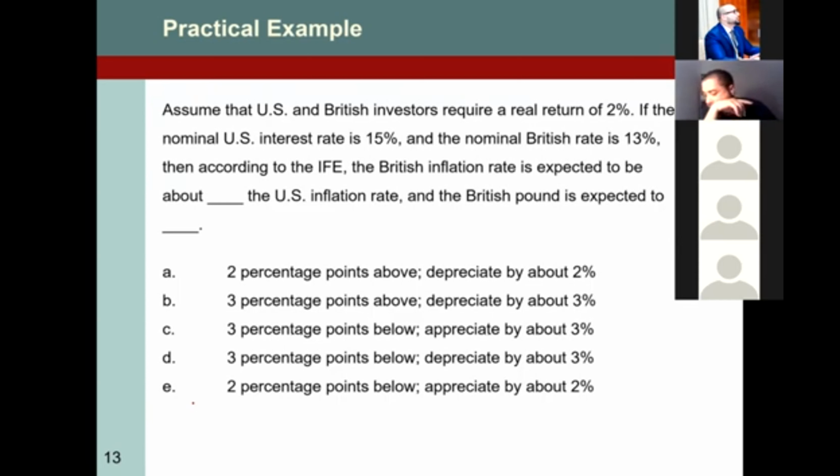So I want your 100% participation here. Okay, everyone, please read this question and tell me the answer. I'm also going to be reading out the question. Here we go. Assume that US and British investors require a real return of 2%, which means in both countries, the real return is 2%. If the nominal interest rate is 15% in US and in British 13%, according to IFE, pay close attention to what kind of parity or what kind of theory we are using. The British inflation rate is expected to be, and the US inflation rate, and the British pound is expected to be dash. Now find out the answer.